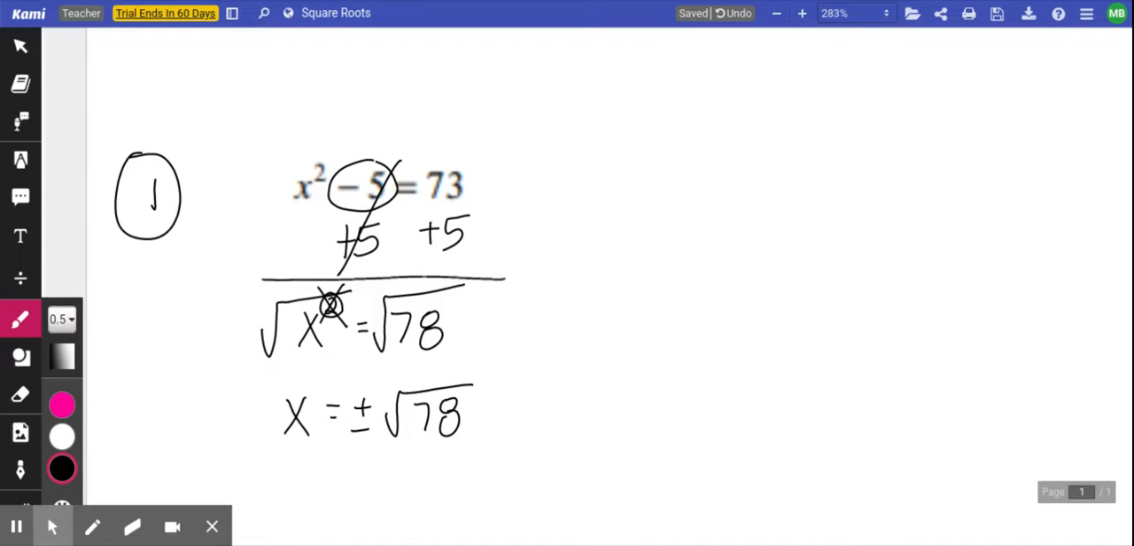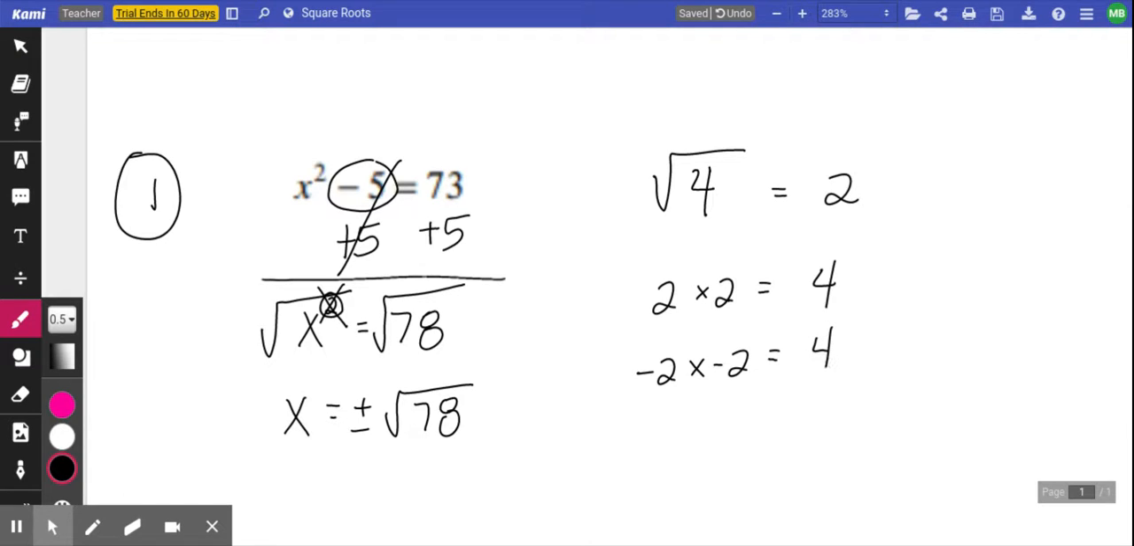And let's talk about why this is the positive or the negative version, but let's do so with a simpler problem. Let's think about the square root of 4. The square root of 4 is 2. However, 2 times 2 equals 4. Negative 2 times negative 2 is equal to 4. So actually, when I take the square root of 4, it has two answers, both the positive and the negative version of 2. Anytime we take the square root of a number, it technically has two answers, a positive version and a negative version.